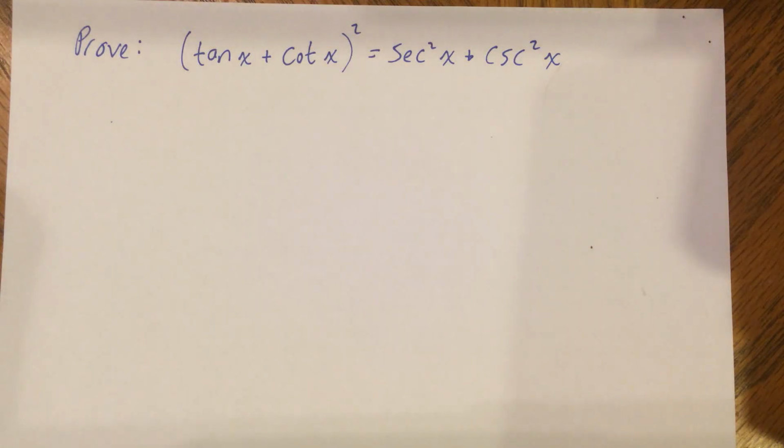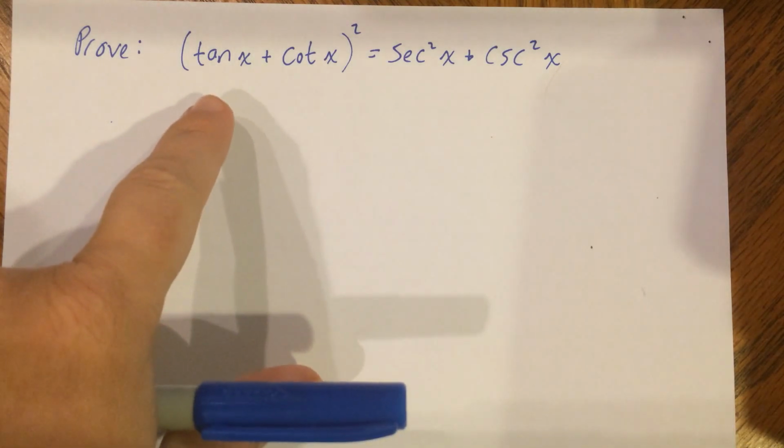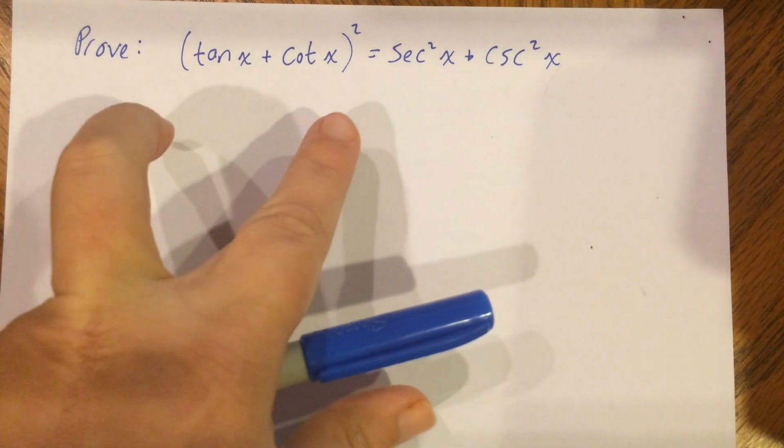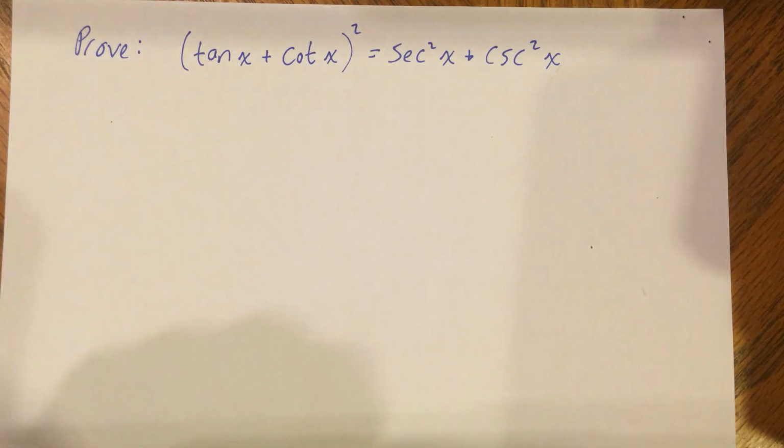Okay, so let's start this one. So again, I'm going to try to prove something. I'm going to try to prove that tan x plus cotan x, whole thing squared, equals secant squared x plus cosecant squared x. So I'm going to go ahead and start on this side because that looks more scary to me. It's an entire binomial squared.